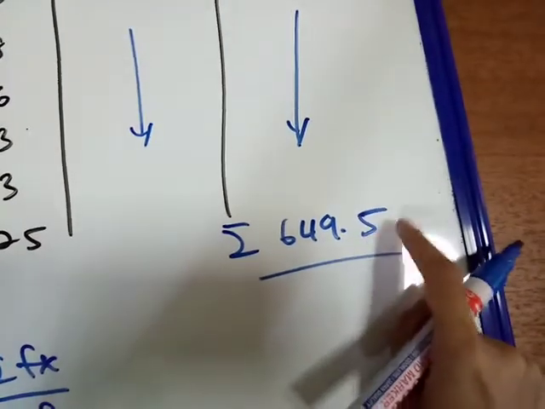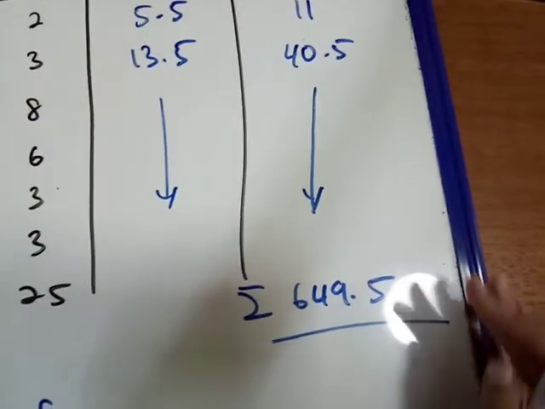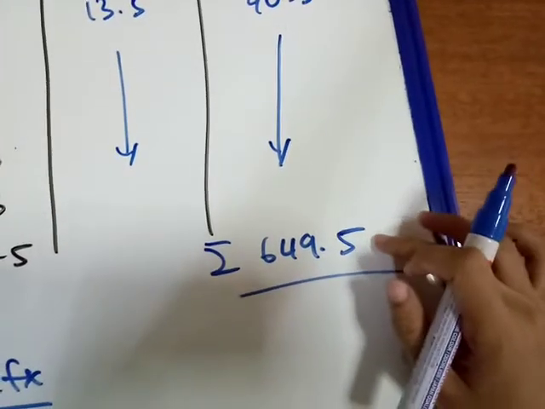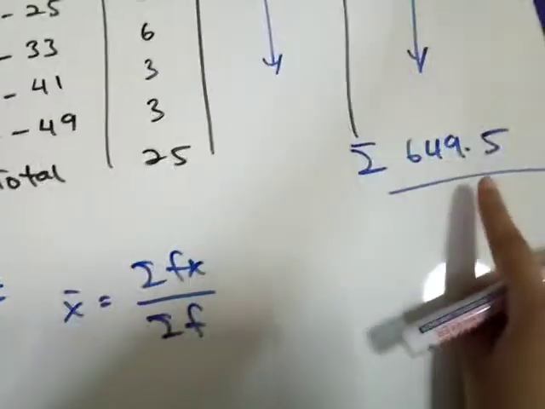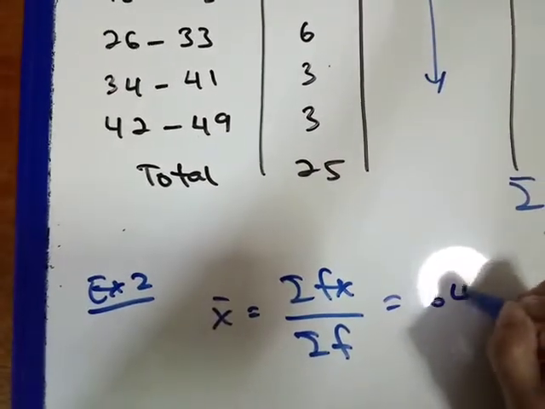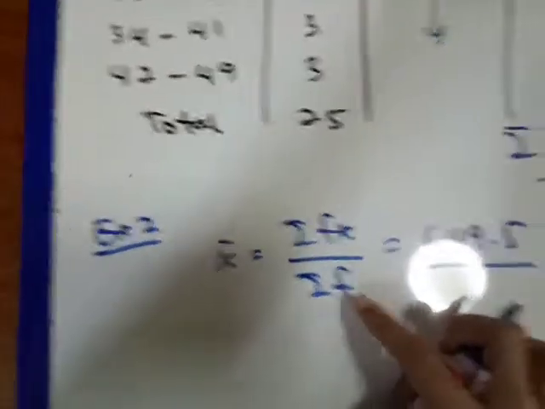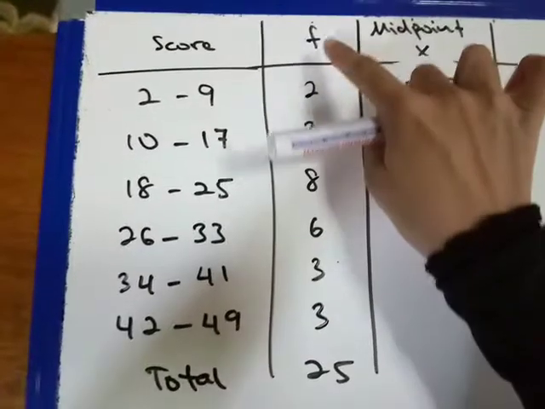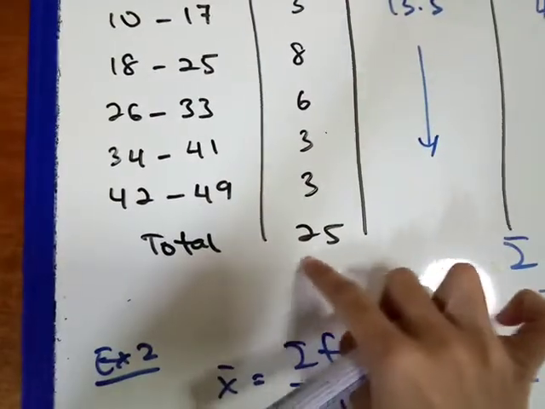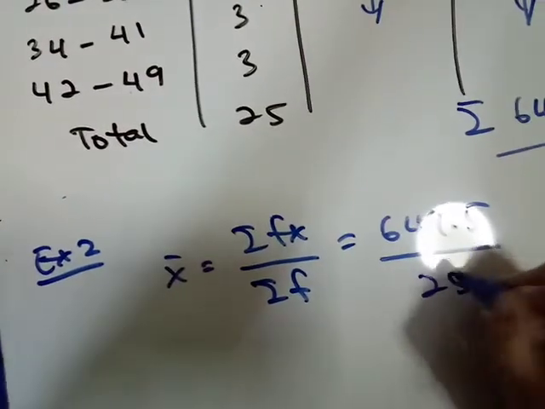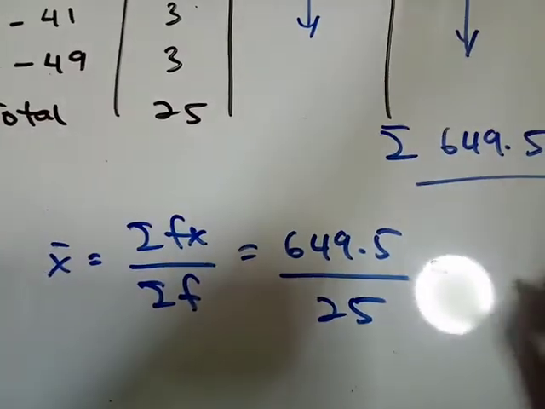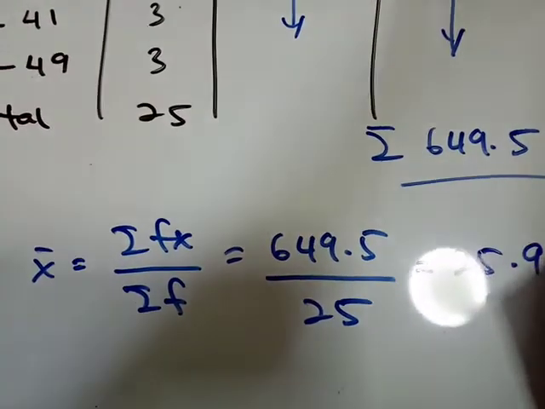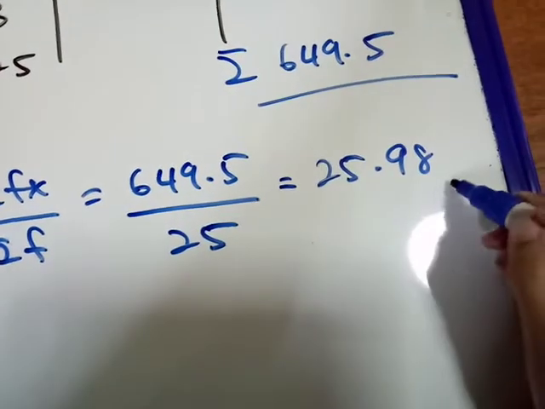Okay, awak calculate sendiri, dapat tak 649.5? Okay, jangan salin saja jawapan yang saya bagi ni. Try to calculate. Tengok awak dapat tak jawapan yang sama. So the answer is 649.5. So total Fx ini 649.5, divided by total F. F ni apa? Frequency. Tapi dia nak total, which is 25. So divided by 25. Okay, and then what's the answer? Awak calculate, awak akan dapat 25.98. Okay, this is the answer.